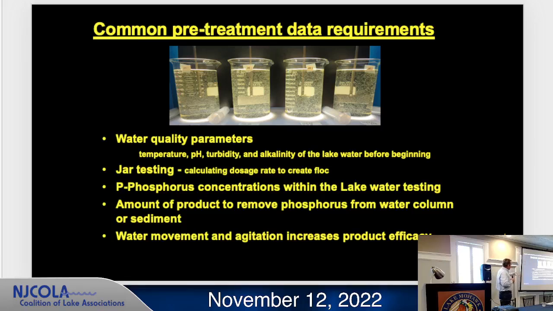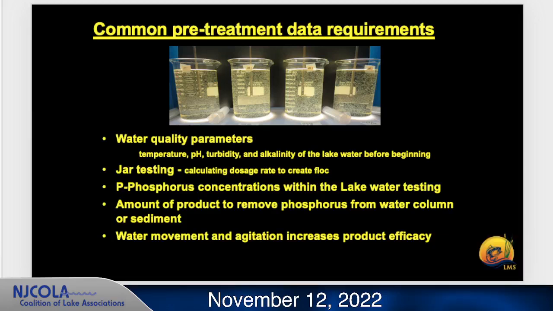Then as you move into other products, we really just need to determine how much phosphorus is in the water column, because that's what we're trying to bind. We're trying to bind the phosphorus. And one thing that's important to understand as we move forward: water movement and agitation increases productivity and efficacy of alum. That's an important thing to understand.